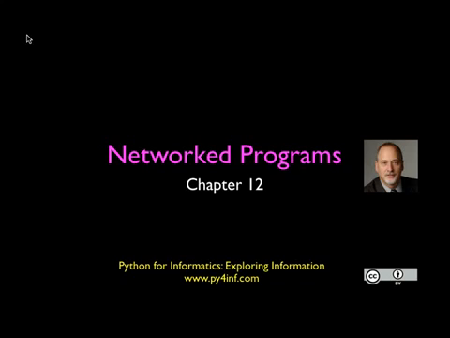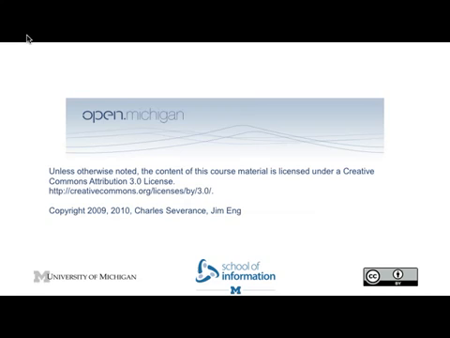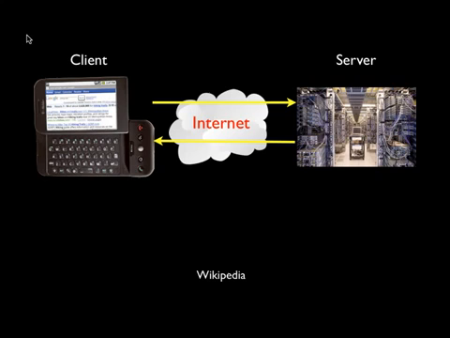Hello, this is Dr. Charles Severin, and we're talking about Chapter 12 of the book Python for Informatics, Exploring Information. Now we're going to really talk about how to write programs that interact across the network. As always, this material is copyright Creative Commons Attribution.